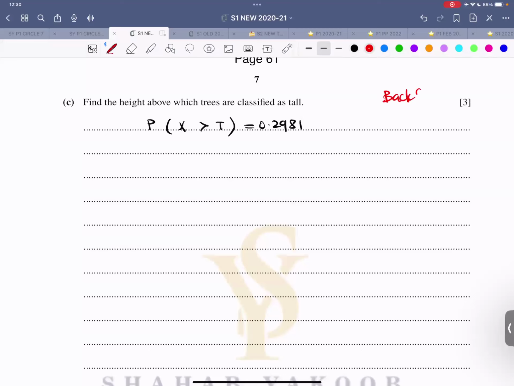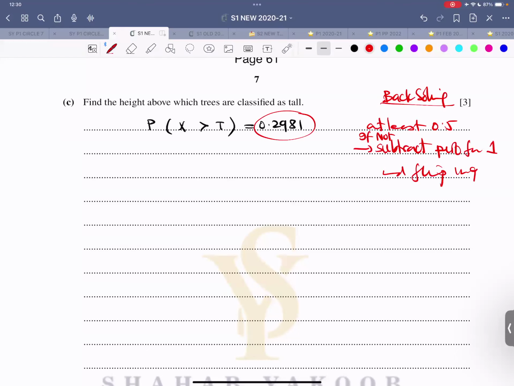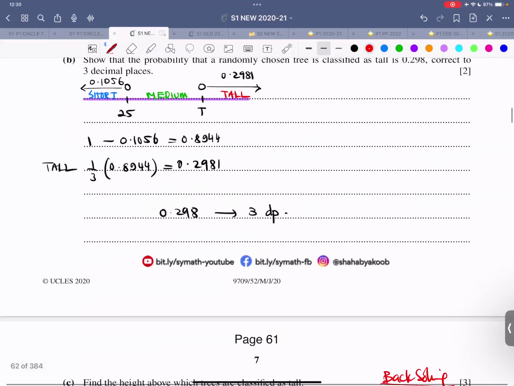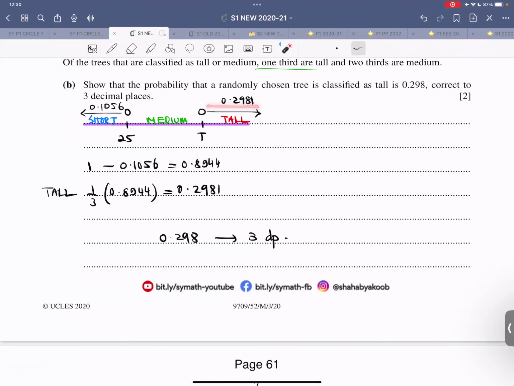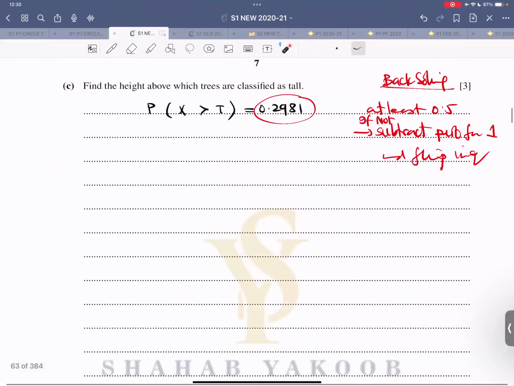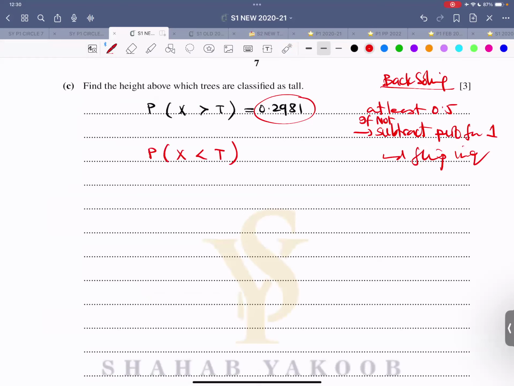It's about back solving. First of all, realize this: make sure this probability is at least 0.5. If it's not, then what do we do? Subtract the probability from 1 and flip the inequality. Basically, X greater than T is 0.2981, approximately 30%. So therefore, this thing should be 70%. That is the concept, approximately. So probability X lesser than T is 1 minus this value, which is 0.7019.